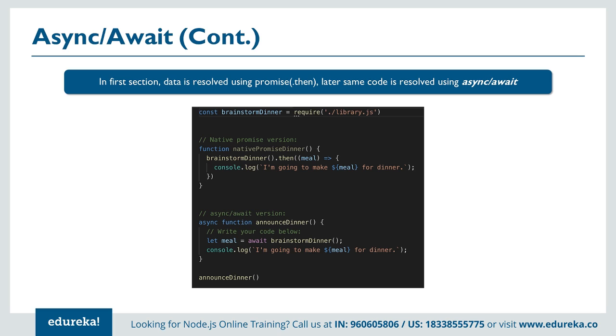Now if you want to do the same thing with this promise using async await, we'll do something like this. Let meal equal to await brainstorm dinner. So when the brainstorm dinner promise resolves, the value that is passed as an argument in the callback for the then is automatically assigned to the variable over here. As simple as that. And then you can use it in the next line.